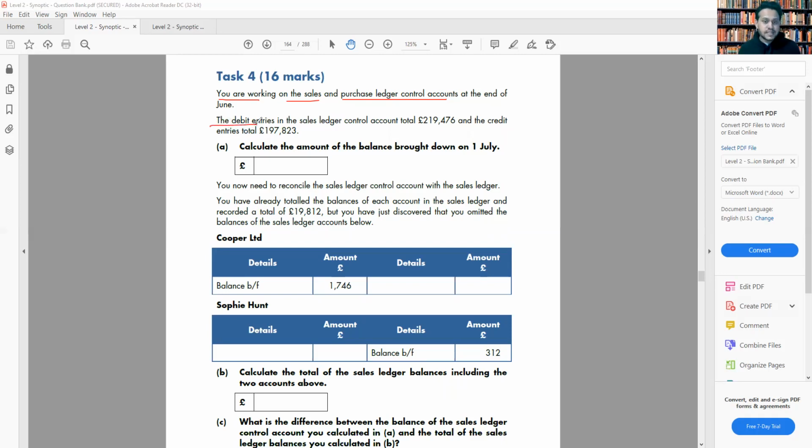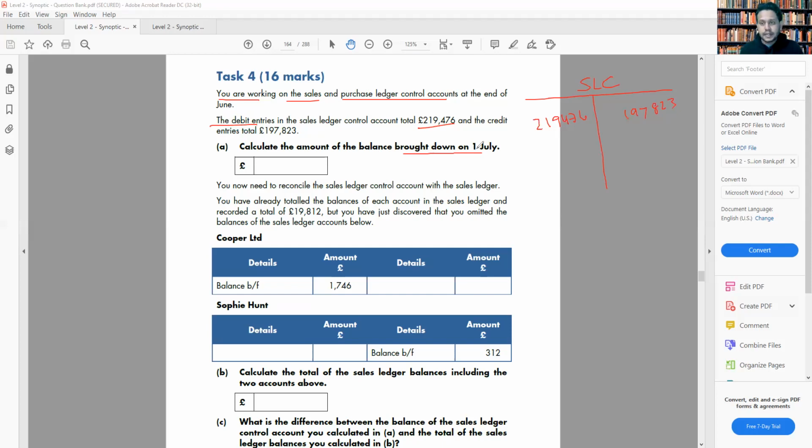The debit entries in the sales ledger control account total this. So on the debit side of the sales ledger control, the total is 219,476, and the credit side total is 197,823. So sales ledger control, debit side 219 and the credit side 197. Calculate the balance brought down. So how much will be the opening balance on 1st of July? That's just the difference, isn't it?